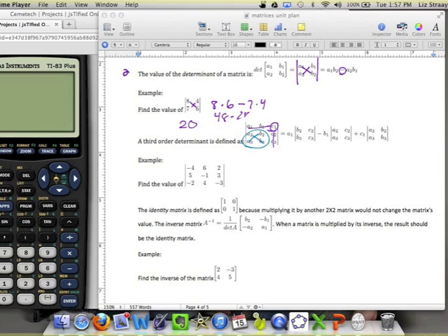So do all those. And I myself always forget which one of these is supposed to be negative and which one is supposed to be positive. So it's just a big messy formula once you get into 3 by 3. 2 by 2 is not so bad. Down diagonal minus up diagonal, not so bad. 3 by 3 starts to get a little bit crazy. So we'll look at how to do this on the calculator.